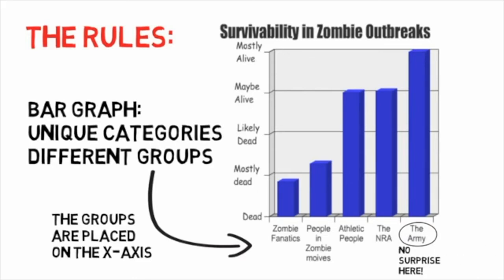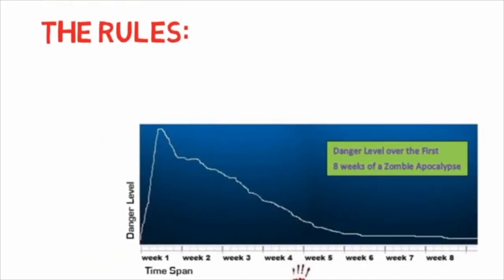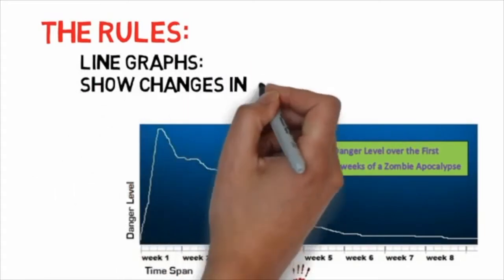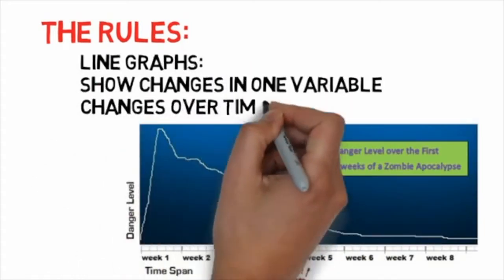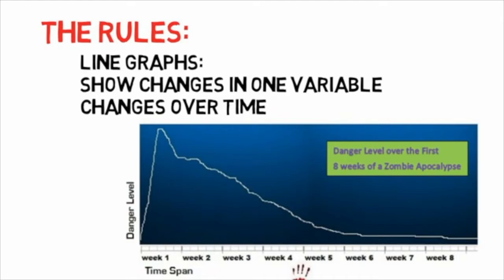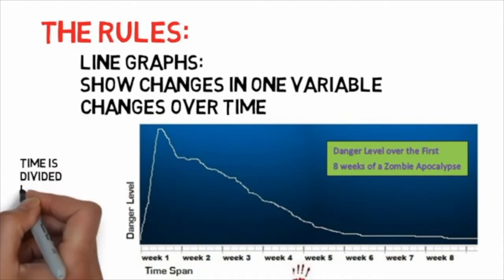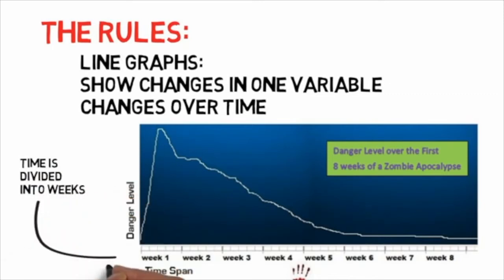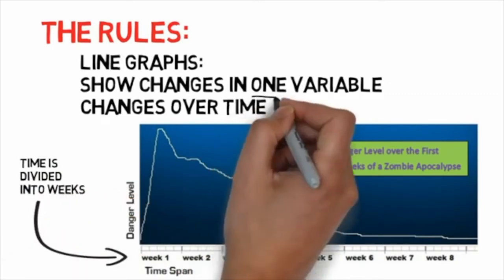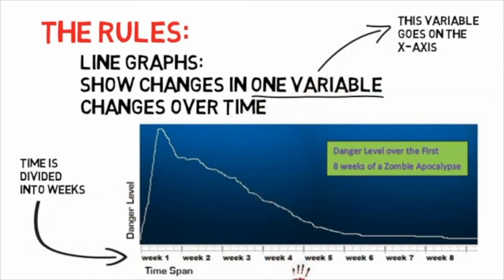Now the rules for a line graph. Line graphs show changes in one variable, or changes over time. In a line graph, one variable has been divided up and is displayed on the x-axis. This is shown in the graph displayed, as time is the variable that is changing. Danger level goes down over time because everybody turns into zombies and there's no more danger.